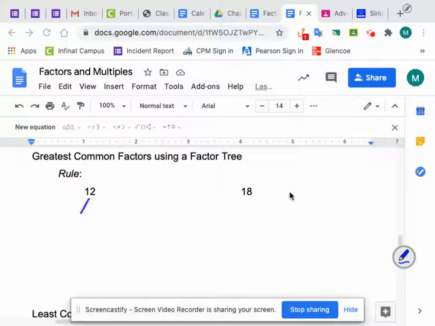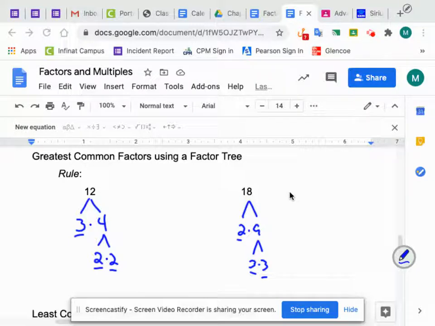What I'm going to do is I'm going to pick two numbers that multiply to get 12. So I'm going to do 3 times 4. And then I'm going to break 4 into 2 times 2. So I'm looking for prime numbers. For 18, I'm going to do 2 times 9 and 3 times 3. So prime, prime, prime. 6 times 3 would also work. You would just have to break the 6 down a little bit farther.